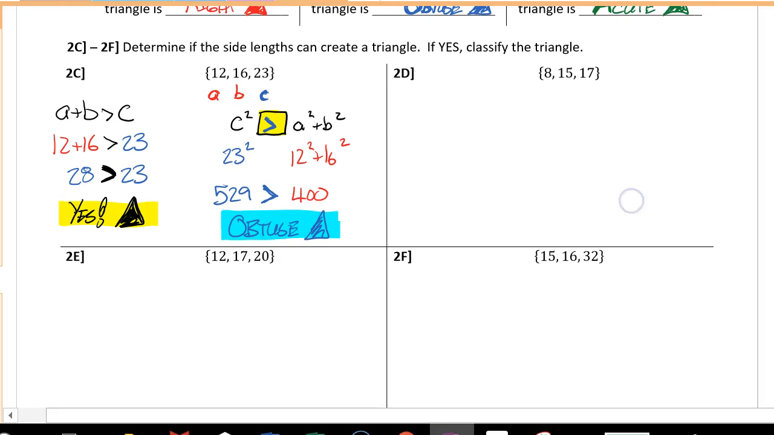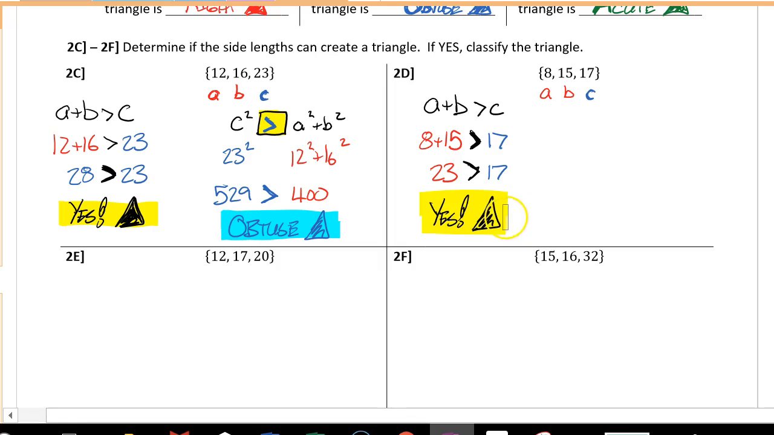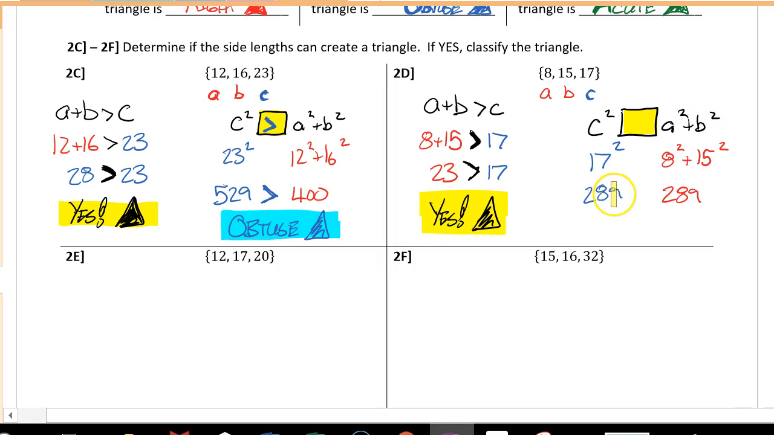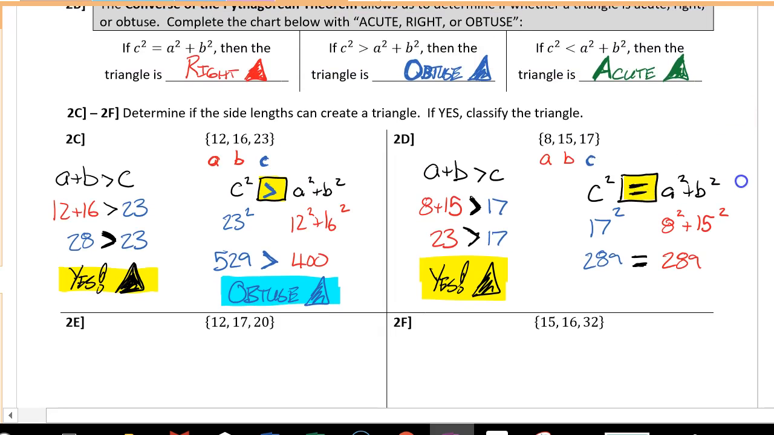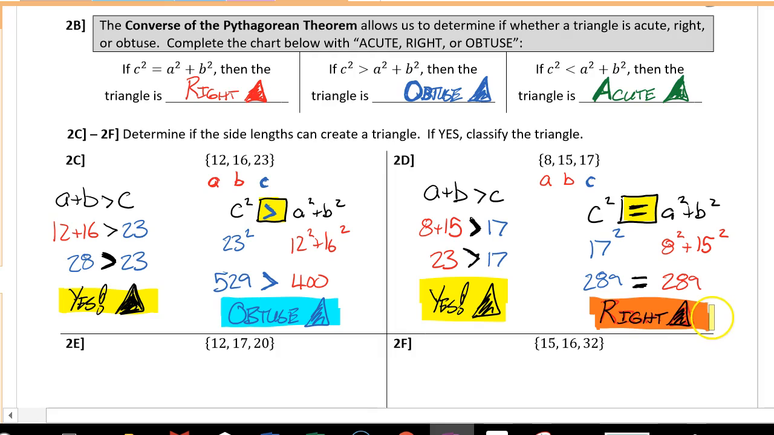2D, starting off the same way. We must check that the sum of the two smaller sides is greater than the larger side. In this case, 8 plus 15 must be greater than 17, or 23 must be greater than 17. This is true, meaning yes, we can create a triangle. Now we have to classify it. We will again use the Pythagorean theorem and see how the c squared value relates to a squared plus b squared. Substituting in our known values and simplifying, we get 289 and 289. These values are equal, meaning that the c squared value is equal to a squared plus b squared. And looking at our chart, this means we have a right triangle.